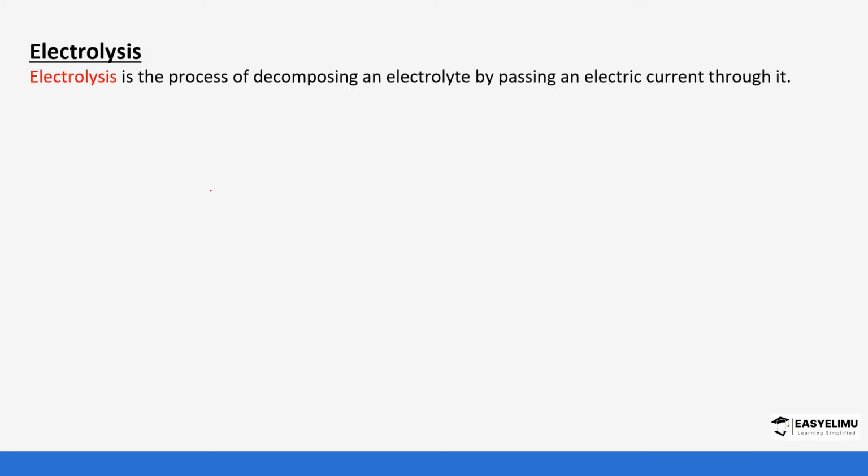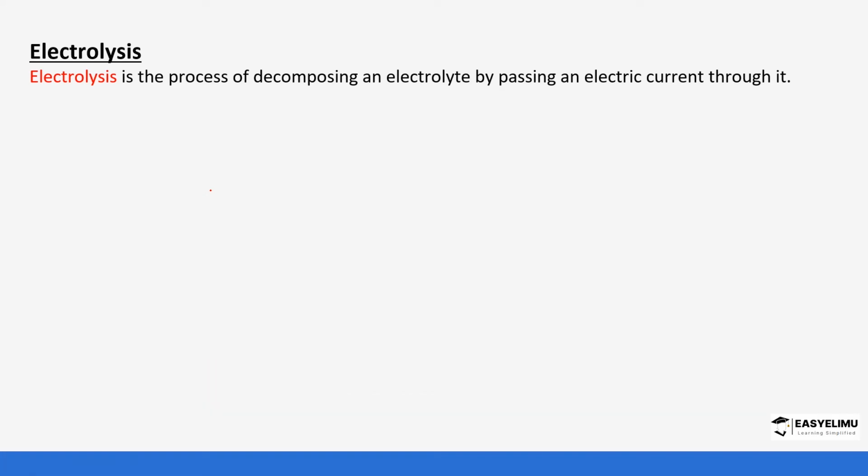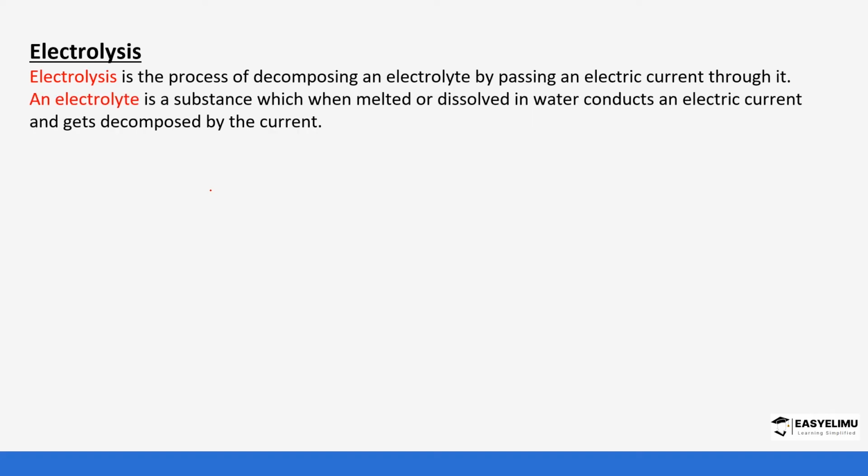So for electrolysis, it's the process of decomposing an electrolyte by passing an electric current through it. So you see we have an electrolyte. If you pass an electric current through an electrolyte, it decomposes. So that process of decomposing that electrolyte by passing an electric current through it is what we refer to as electrolysis. So we have mentioned an electrolyte in the definition of electrolysis.